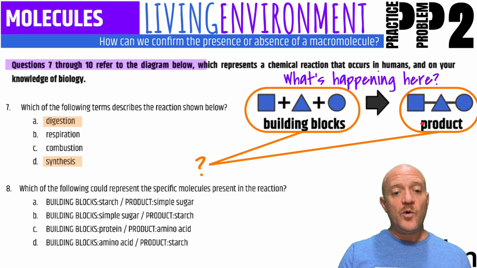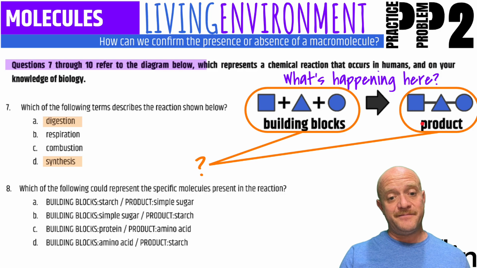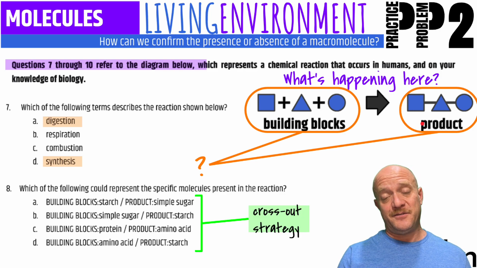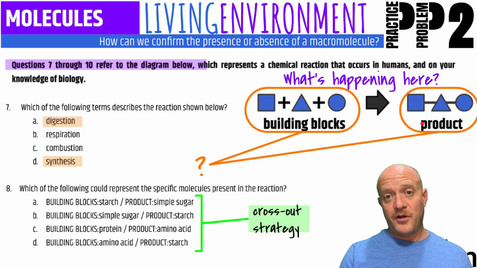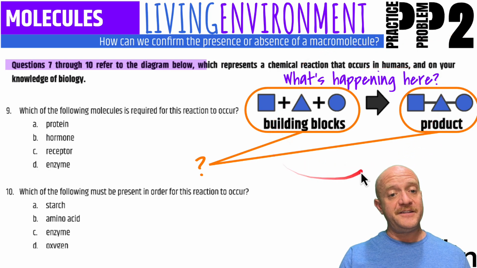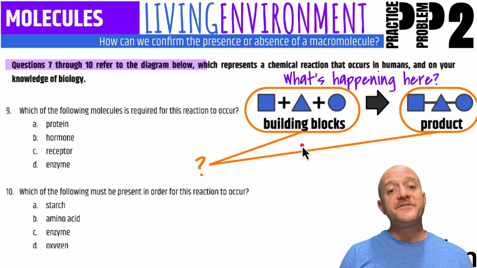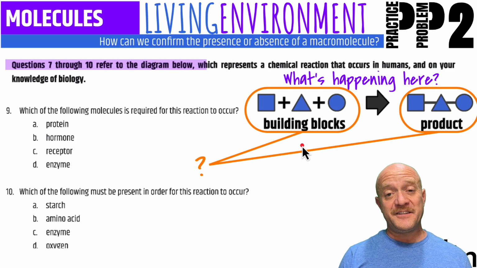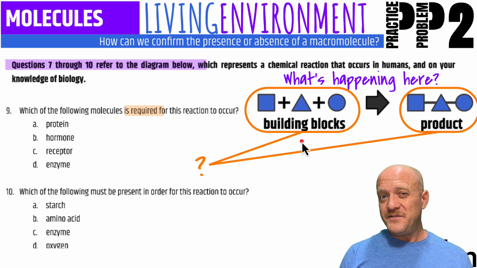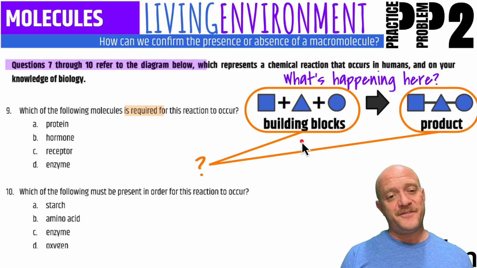Question number 8, which of the following could represent the specific molecule present in the reaction? Now, what you're going to do is, using the crossout strategy, eliminate wrong answers. Question number 9. This again is still referring to this diagram. Which of the following molecules is required for this reaction to occur? Now, when I see this word required, what does that mean? Once you've done that, indicate the answer for number 9.